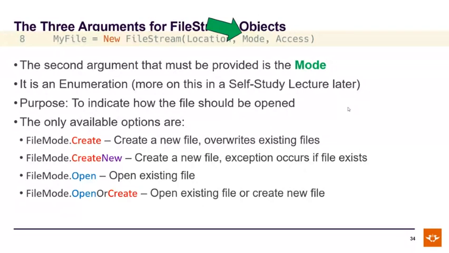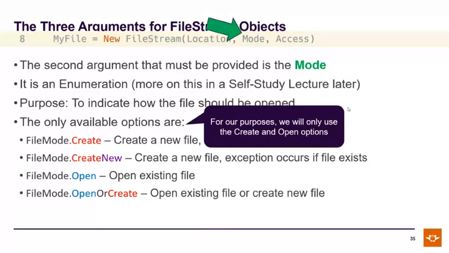Now, you see the fact that the exception can occur? This is why we did try catch before we did file streams, because this is where a try catch will become very important. Then you've got FileMode.Open, open an existing file, and FileMode.OpenOrCreate, open existing files or create a new file. So if the file does exist, it opens it. If the file does not exist, it will create one for you.